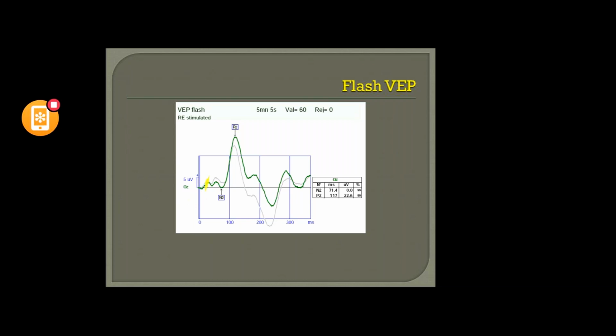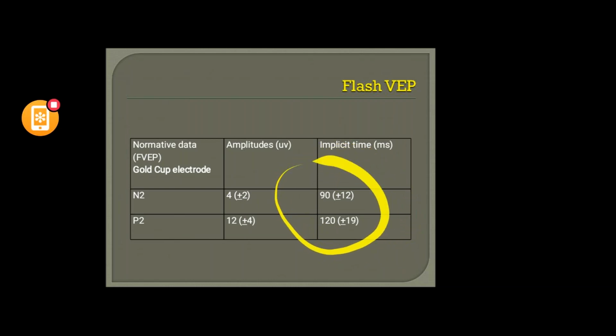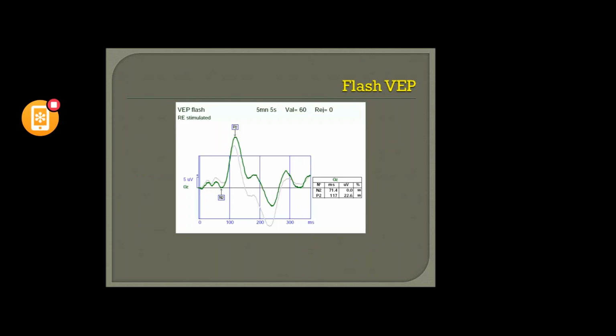It has again gone up and down, and it has gone up, pretty up, and comes down. So the previous waveform also went up and came down. So these waveforms are pretty reproducible. Both the waveforms are reproducible and the implicit time is within normal range. So look at the implicit time, and based on that, you recall your normative data, then you can justify whether it is normal or abnormal.